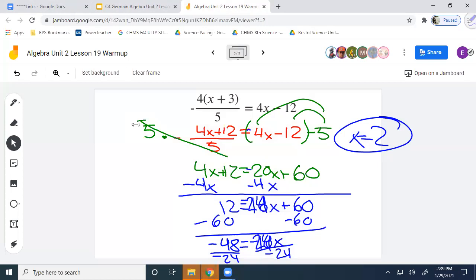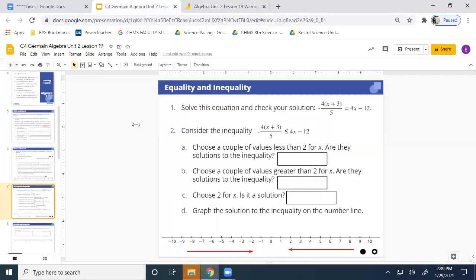So I'm going to come back to my slides, and we're going to look at that. So we got x is equal to 2. Now, what I want you to do is take the last 2 minutes to plug a number smaller than 2 into this inequality and see, is it a solution to the inequality? Then choose a number that's greater than 2, not the number 2. Does it make the inequality true? Yes or no? And then plug 2 in and see, is it a solution?